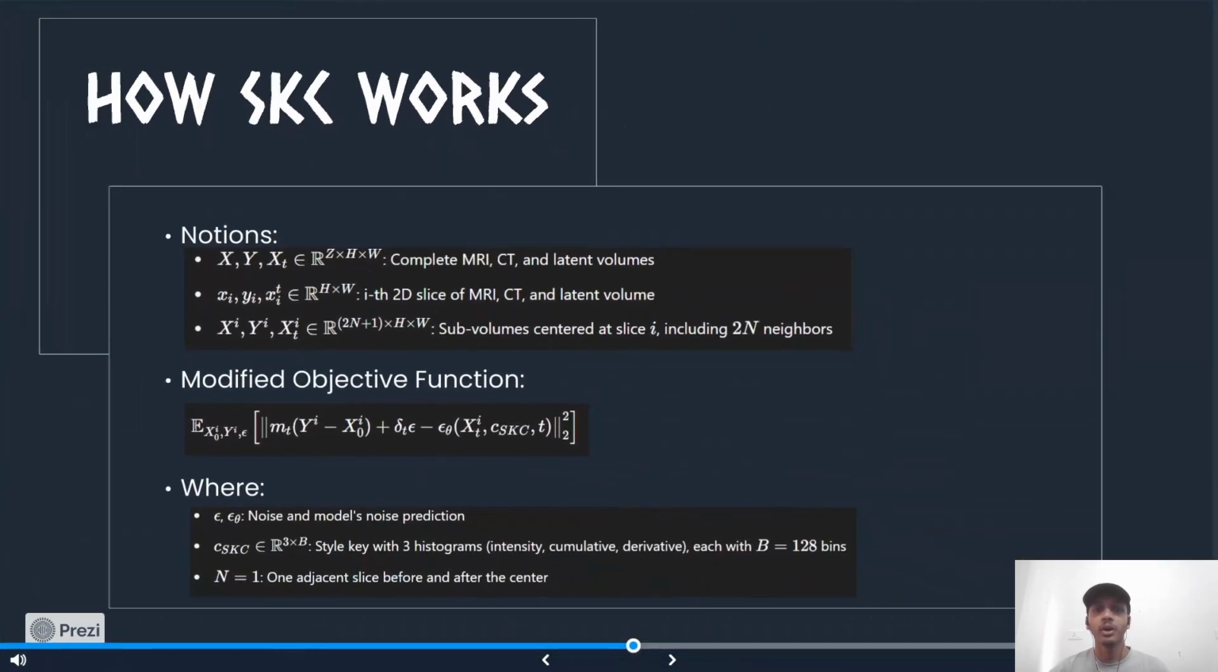Now moving on to how it works. During training, the model receives three inputs: a group of CT slices as input called yi, the corresponding MRI scans as target called xi0, and the style key cx as kc based on the histogram of the target MRI. The objective is to train the Brownian bridge diffusion model to predict the noisy latent MRI slice xt at time t conditioned on all of this.